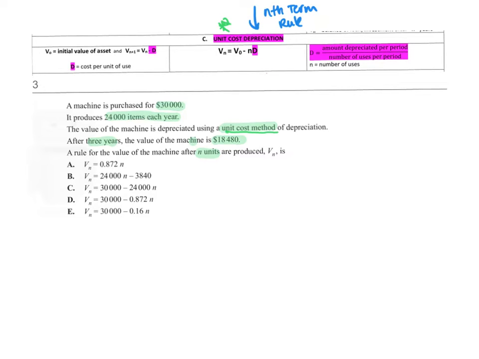I have to write Vn equals V0, which is what you purchased it for, which is 30,000, minus n times, now I need to find out what this D is. So there I've got to work out D. Now D is the amount depreciated per period divided by the number of uses. So I'm going to go calculate D. So the amount depreciated in the period. After 3 years, it started at 30,000 and it's now at 18,480. So if I minus that 18,480, that will tell me how much it's dropped by.